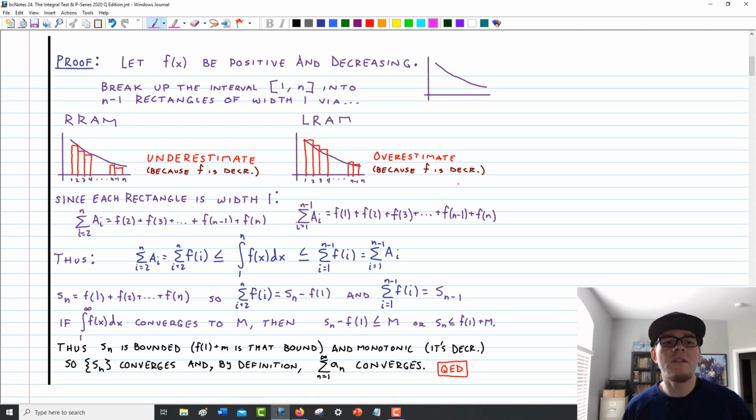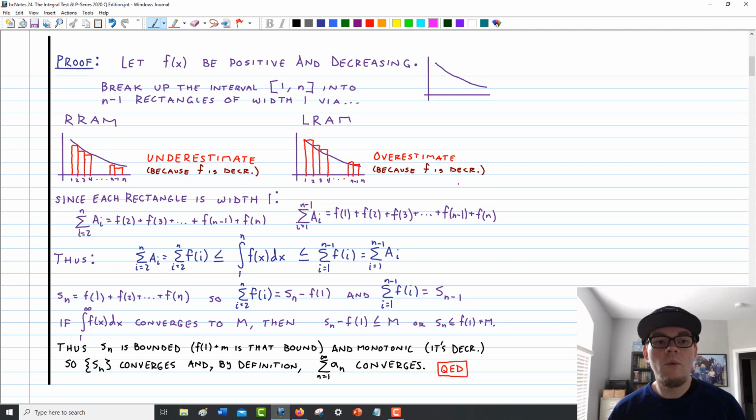But basically what we do in this case is we take our interval, from 1 to n, and we divide it up into n minus 1 rectangles. And there's a very particular reason why we do n minus 1, and that's because we pick a number of rectangles that matches the width of the interval. Because that way, each of those subintervals has a width of 1.